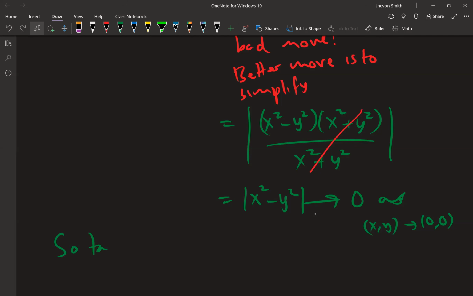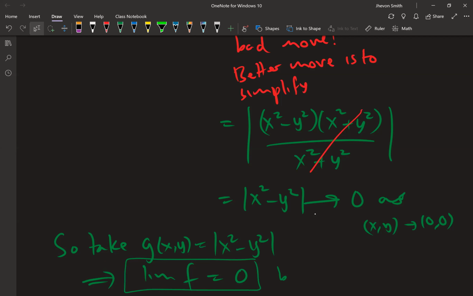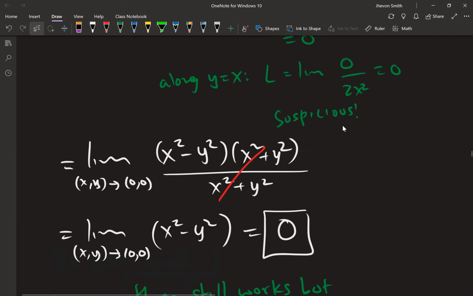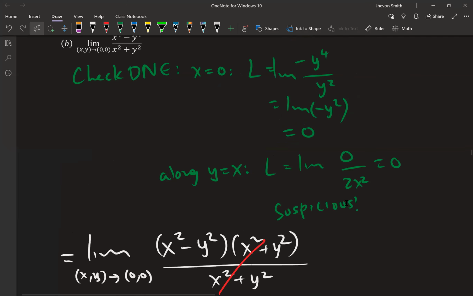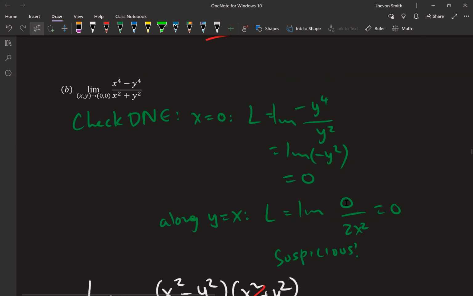So take g equals this, and that means the limit of f equals 0. So, as is often the case, several ways to skin a cat, but this is by far the preferred method. Your old algebra skills are useful, and they should always be at the tip of your tongue. Algebra is always going to be useful, no matter how high you go in math.